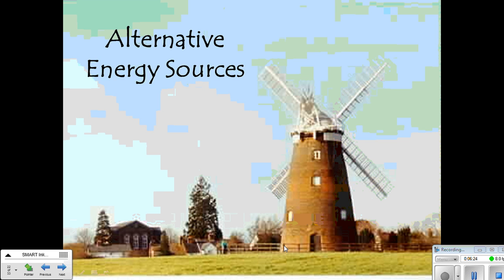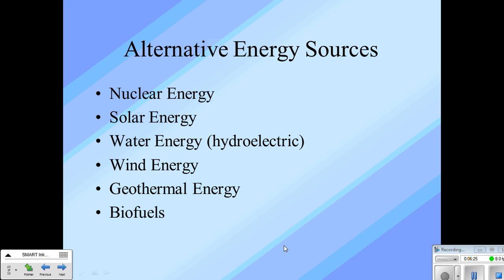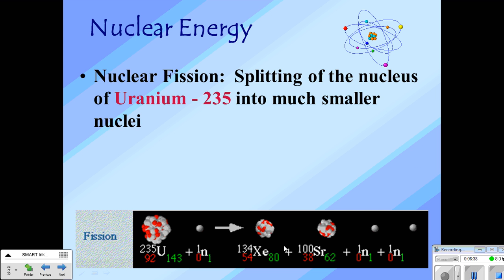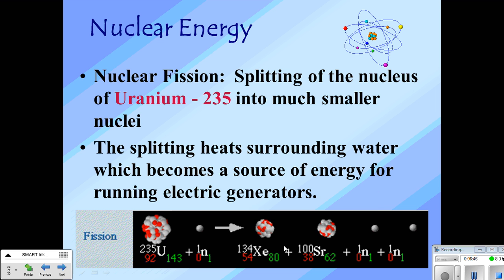Here are the alternative energy sources. Nuclear energy, solar energy, water energy, which is also called hydroelectric, wind energy, geothermal energy, and biofuels. With nuclear energy, nuclear fission is the splitting of the nucleus of uranium-235 into much smaller nuclei. The splitting heats the surrounding water, which becomes a source of energy for running electric generators.